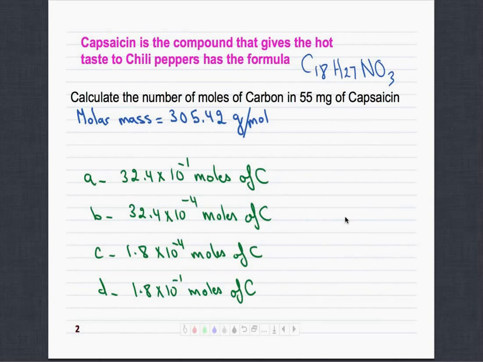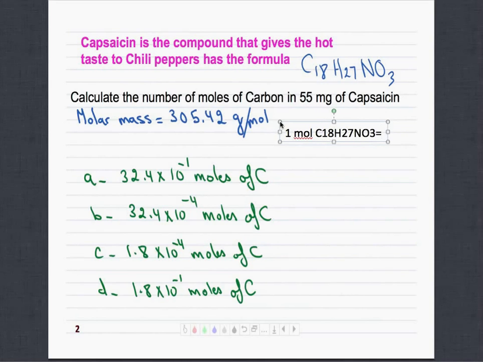So our first thing is we need to calculate the number of moles of carbon. The first thing that you need to know is that the number of moles of carbons in this molecule equals 18 times the number of moles of C18H27NO3. Okay? So once you calculate the number of moles of capsaicin, you multiply it by 18, that's the number of moles of carbon. So I'm going to start by calculating the number of moles of capsaicin.